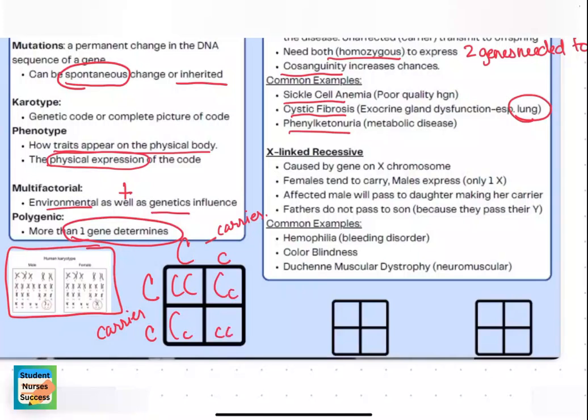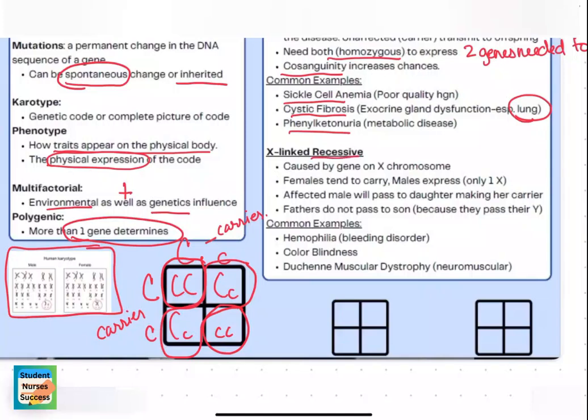It is a 1 in 4 chance, or 25% chance, that they could have a baby with cystic fibrosis, the disease. A 25% chance they would not have the gene at all, and a 50% chance that this couple would produce a carrier. Our final one I want to talk about is X-linked recessive.